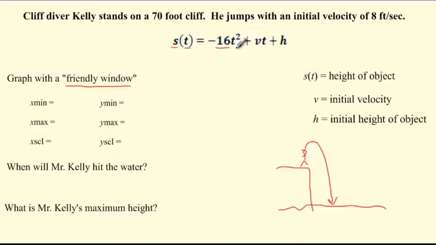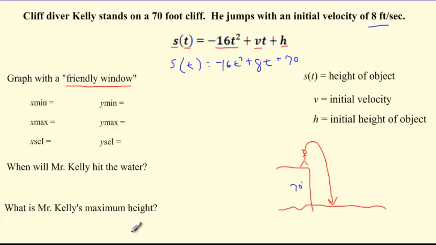This is gravity, negative 16t squared. That's the gravity pushing him down. V is his initial, it's his ups. This is his initial jump up. And H is his initial height. Where does he start from? So let's plug in the things for our equation. So his height over time, this doesn't change. It's negative 16t squared. That's gravity. What did he jump with? He jumped 8 feet per second, so that's my V. And how high is this cliff? We've got a 70-foot cliff here, so that's going to be plus 70. So there's my equation right there.